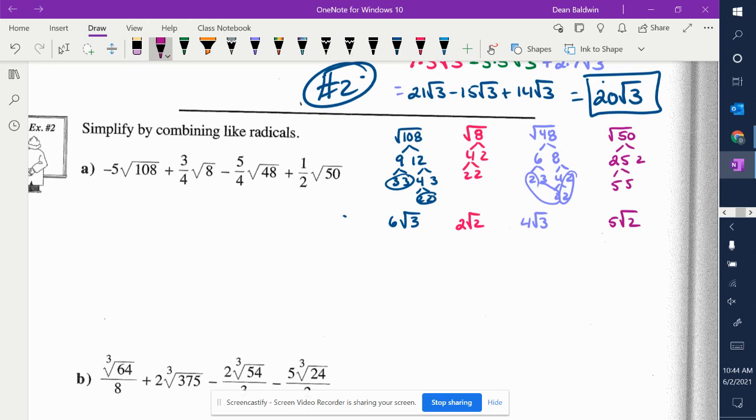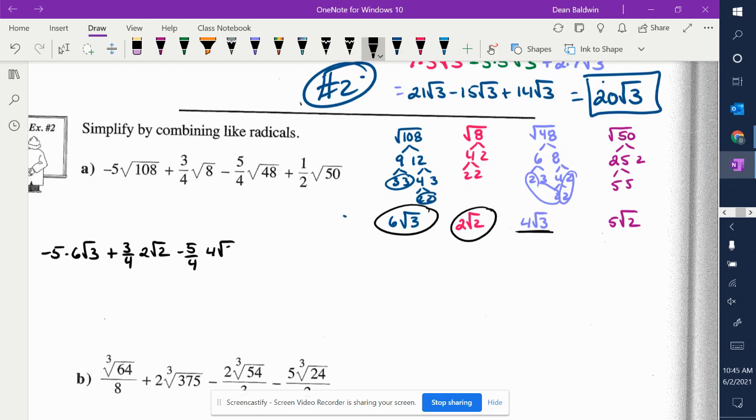All right, so now we just put them back into our original equation. So the root 108, this negative 5 drops down, so we'll have negative 5. Root 108 we said was 6 root 3. So I just go, well, that's times 6 root 3. Plus, the 3/4 comes down. Root 8 we said was 2 root 2. The next term is the negative 5 over 4 comes down. Root 48 we said was 4 root 3. And the last one, the 1/2, and root 50 we said was 5 root 2.